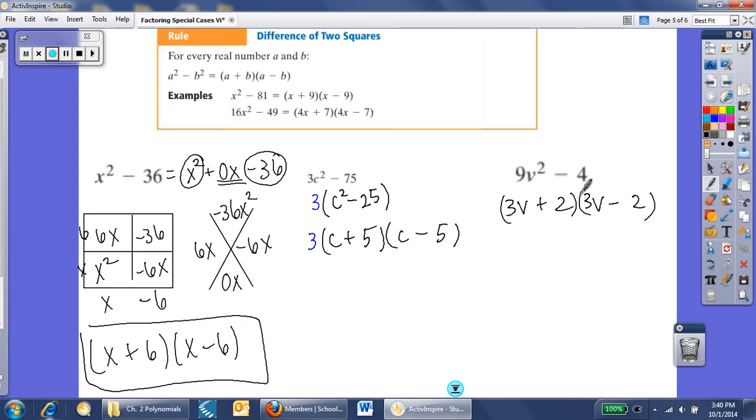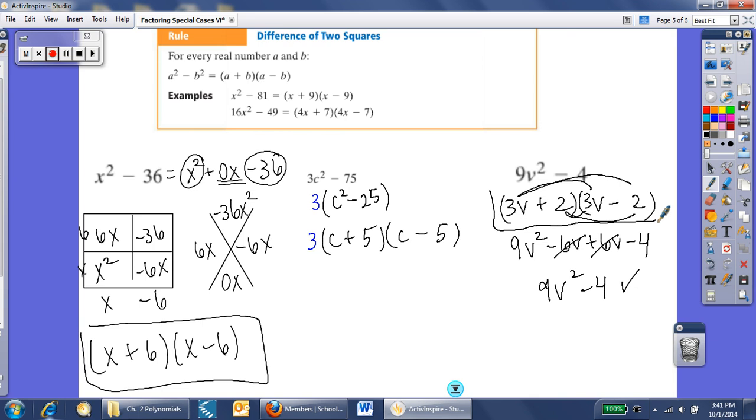And I'll complete this one by foiling it out so you can see that what we get here is actually what we started with. First, that's 9v squared. Outer is minus 6v. Inner, plus 6v. And last, negative 4. Negative 6v plus 6v go away, so I'm left with 9v squared minus 4. Just to double check. And again, my final answer on this one, the factored form, is right here.